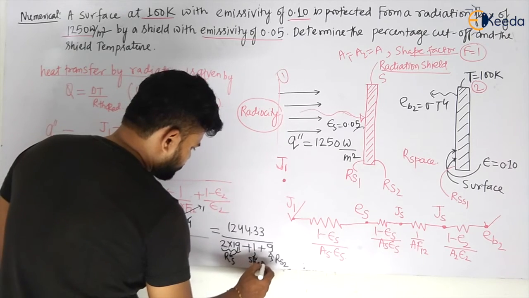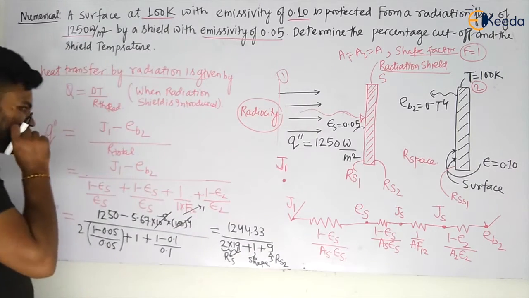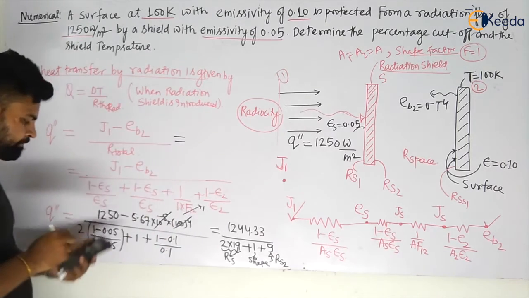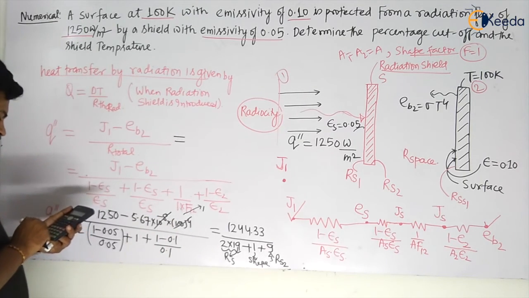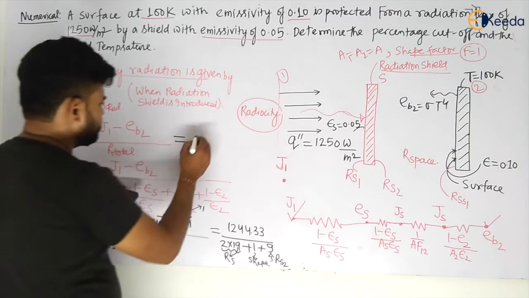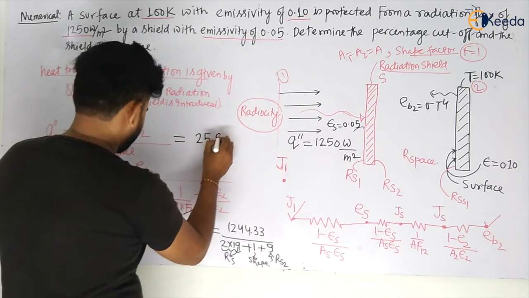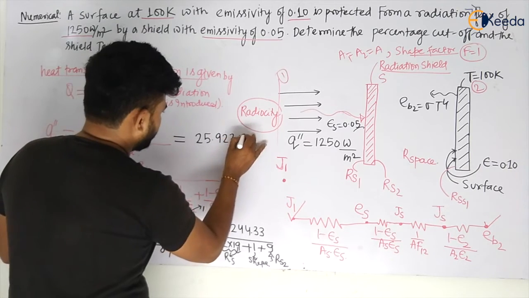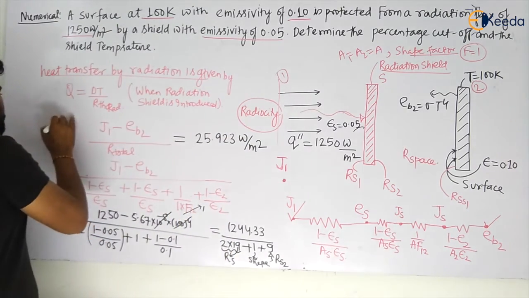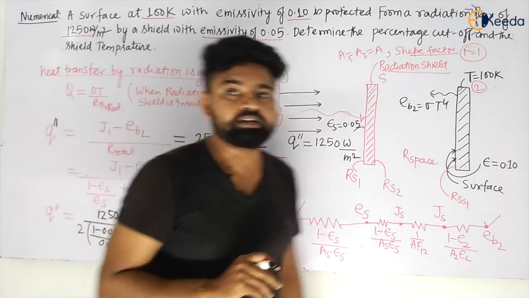This will be the shape resistance. So now let us see the total heat transfer. In this case the total heat transfer will be given by 1244.33 divided by 2 into 19 plus 1 plus 9. This will become 25.923 watt per meter square. So this will be the heat transfer when the radiation shield is there.